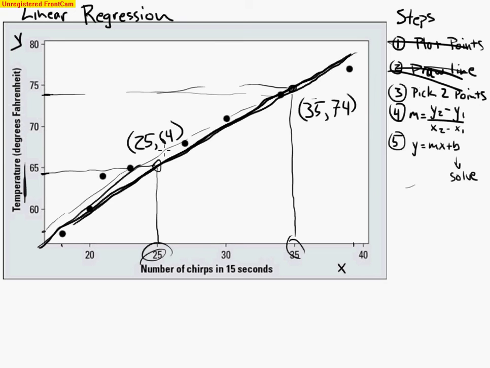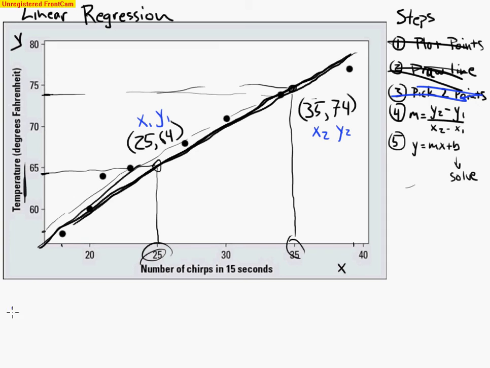Now, I can label these. This is my x1. This is my y1. Here's my x2, my y2. So I went ahead, I picked my 2 points. Good. Now it's time to put them into this equation.